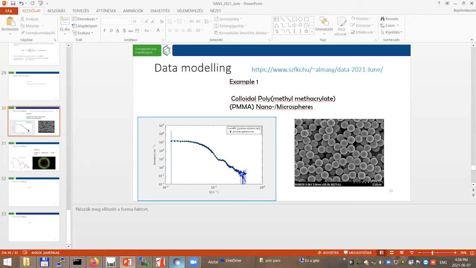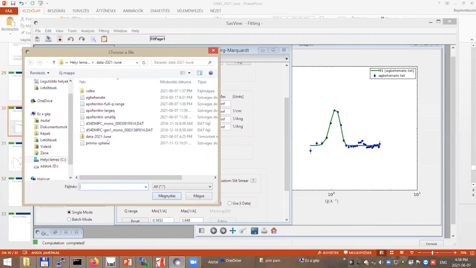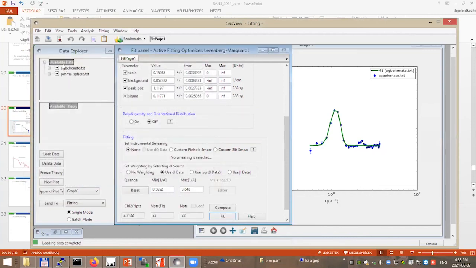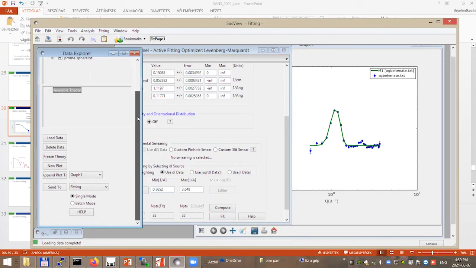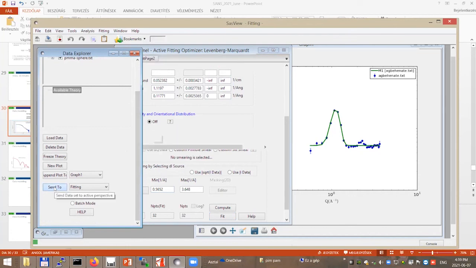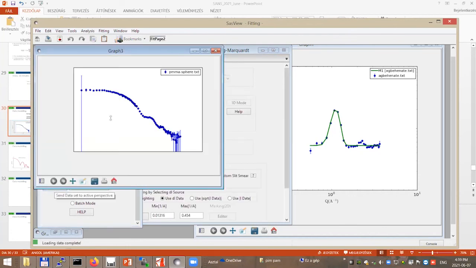Now we go to the software, we select the PMMA sphere, open, and in this Data Explorer panel, we turn off the silver behenate, and we keep only the PMMA sphere active, and then send it to fitting. So we have sent it to fitting. This is how the data look.